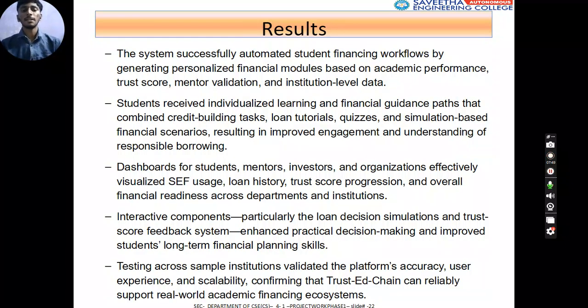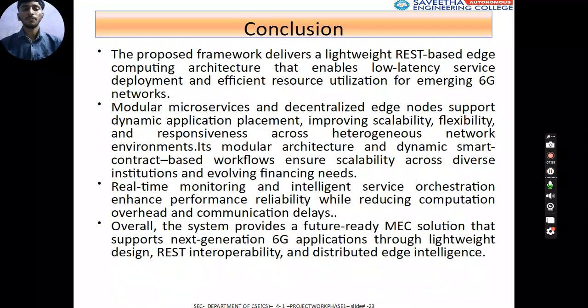In the result, the proposed framework delivers a lightweight REST-based edge computing architecture that enables low latency services, deployment, and efficient resource utilization for emerging 6G networks. From this, in future 6G networks, we can follow the REST-based MEC network, which is lightweight and delivers services at low level without relying on high orchestration layers.